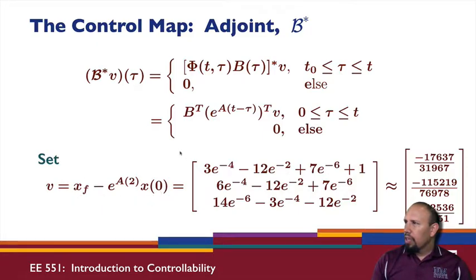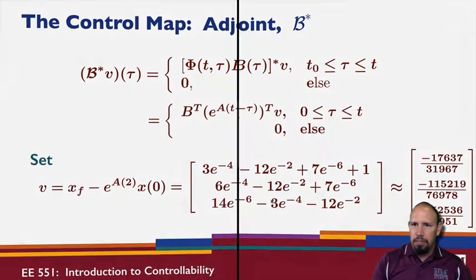Okay, so using MATLAB, I can actually go through and compute all of this. e to the At, I can compute. xf is given to us, x0 is given to us, and so I can go through and compute it, and this is what I get, which is approximately given by this. And so I can get a numerical value for the vector v that I need.